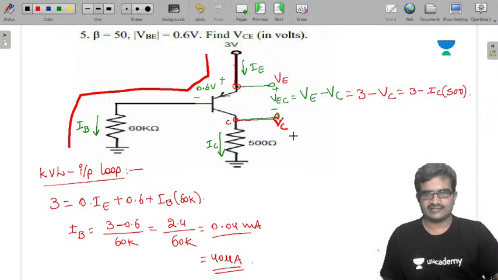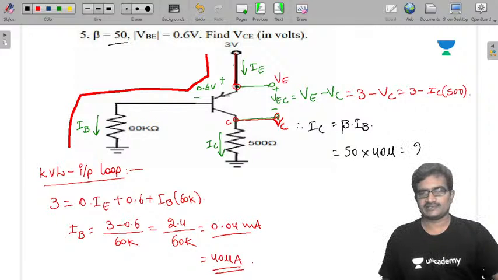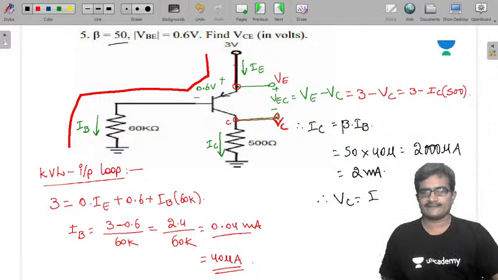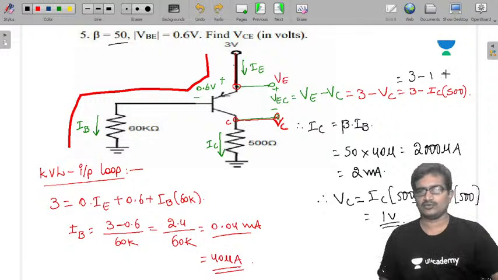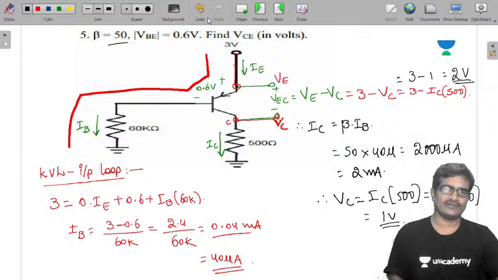Now I am calculating IC. Therefore IC is beta times IB. The given beta is 50. 50 into 40 micro, that is 2000 microamperes. It is nothing but 2 milliamperes. Therefore VC is IC into 500, 2 milli into 500. It is 1 volt. Now it is 3 minus 1 volt. Okay, 3 minus 1, it is 2 volts. That is the answer.